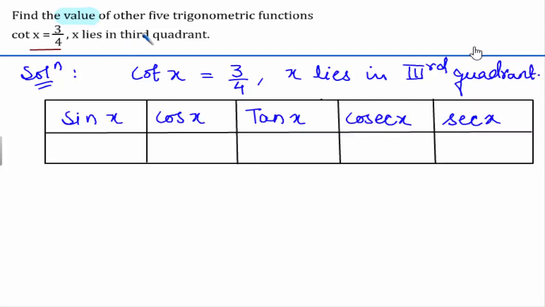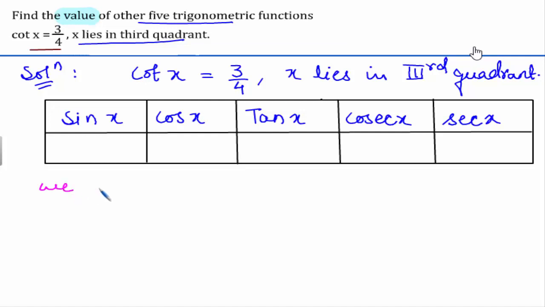And we have to find the value of the other 5 trigonometric functions, that is sin x, cos x, tan x, cosec x and sec x, for x lying in the third quadrant.